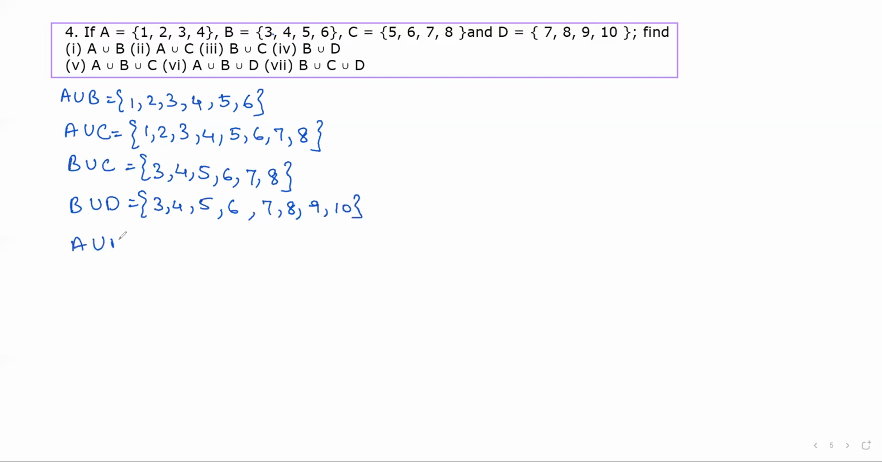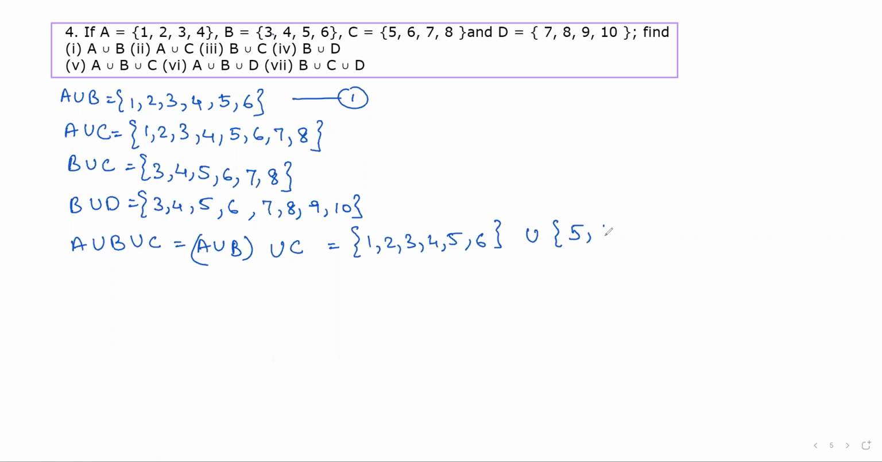A union B union C. Now we know that this can be written as A union B in one bracket, union C. Now A union B is already calculated over here. So from there, we are substituting this. We have 1, 2, 3, 4, 5, 6, and we're uniting it with C, which holds the values 5, 6, 7, and 8.